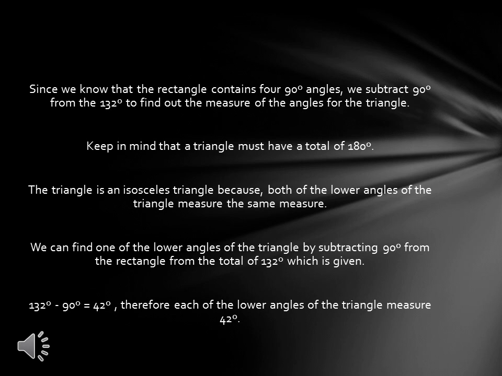We can find the lower angles of the triangle by subtracting 90 degrees from the rectangle from the given total of 132 degrees. 132 degrees minus 90 degrees is equal to 42 degrees. Therefore, each of the lower angles of the triangle measures 42 degrees.